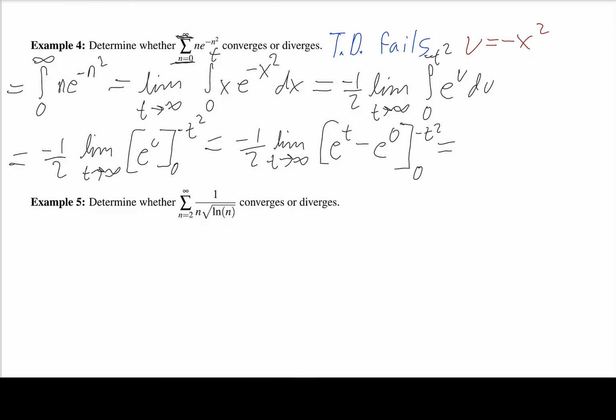And this will give us, sorry, so this should have been e to the negative t squared. Well, e to the negative t squared is the same thing as 1 over e to the t squared, so when we plug in infinity, that part will go to 0. So we'll get negative 1/2 times 0 minus e to the 0, so that's negative 1/2 times negative 1, which will give us 1/2, which means that the sum also converges.